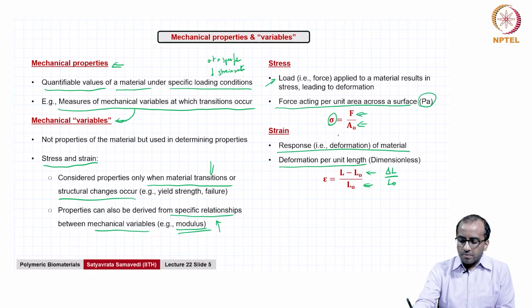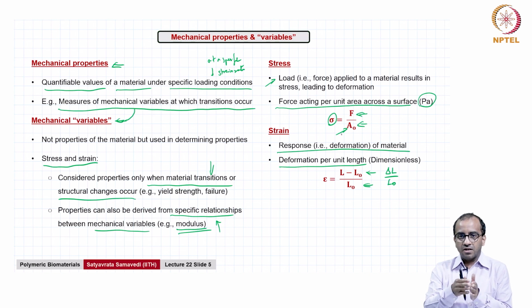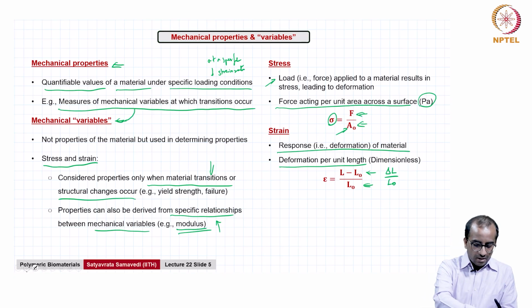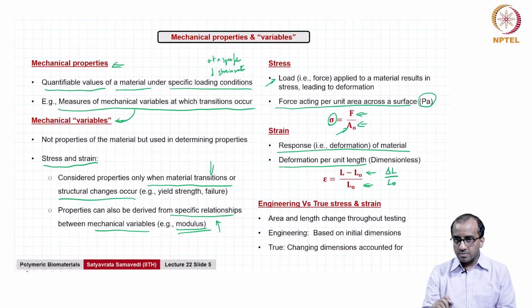What area are you talking about here? Because the area continuously changes. As you pull the material, it is going to thin in the middle. So the area continuously changes, dimensions also, the length also continuously changes. So what area are you talking about here? Therein you will find one important distinction that is made in the literature, which is the difference between engineering versus true stress. And this is accounting for the fact that some of these features, such as area and length, continuously change during testing.